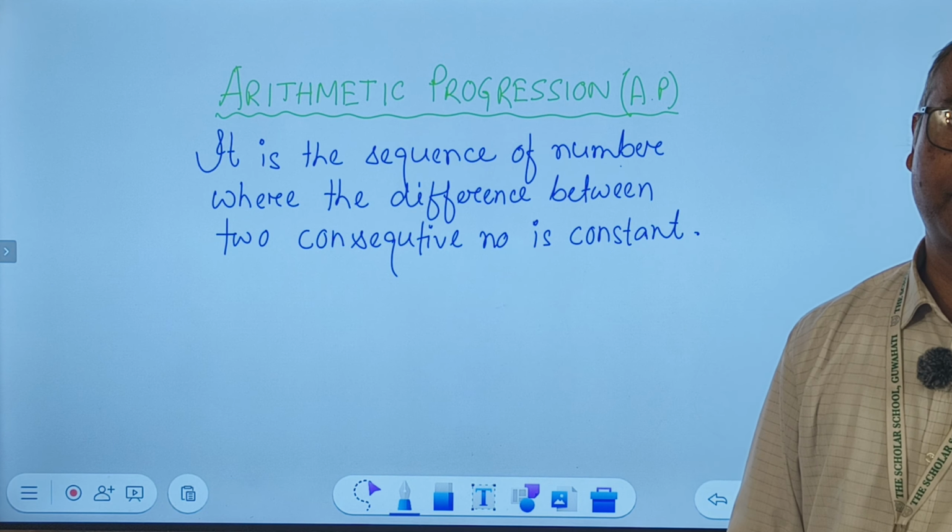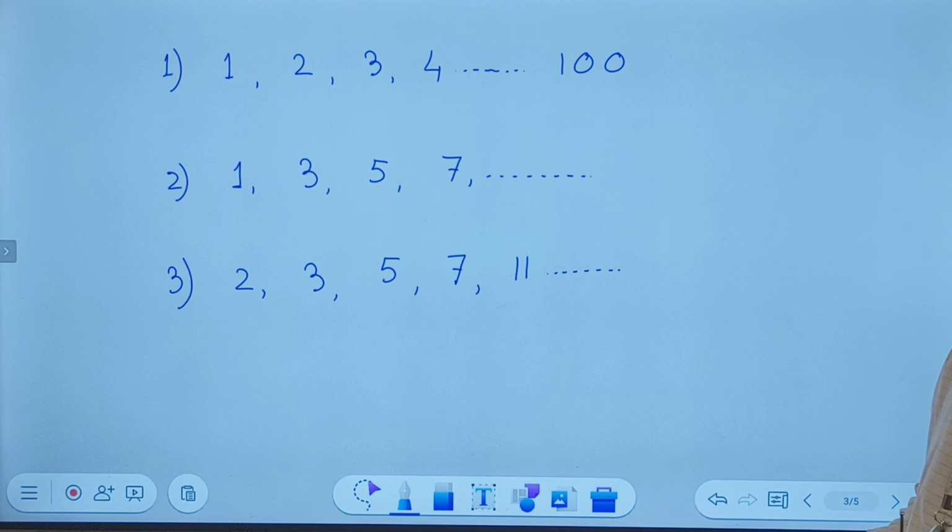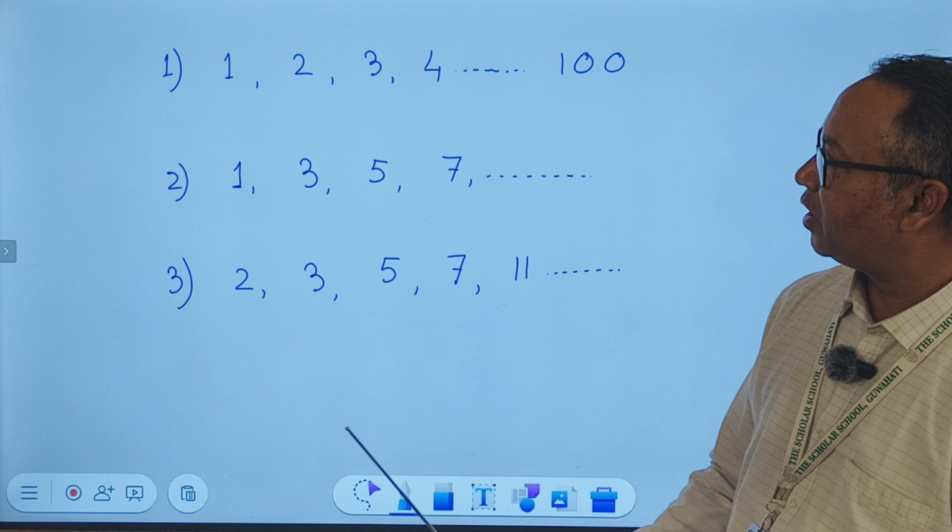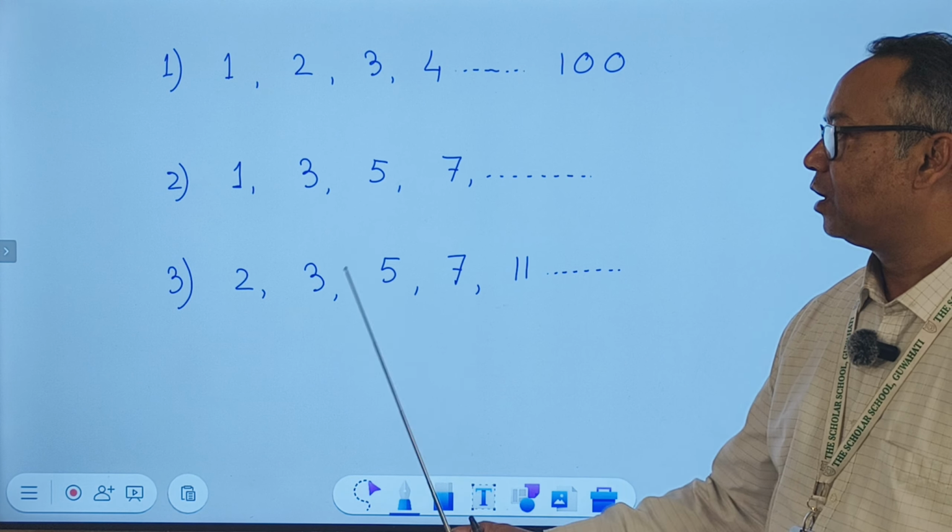So again, what do you mean by sequence? Sequence is nothing but an orderly arrangement of some numbers, is it? So, an orderly arrangement of some numbers. So as a whole, it is a sequence of numbers where the difference between two consecutive numbers is constant. So let's try to understand this particular concept by taking some examples. Okay, I have already written some examples.